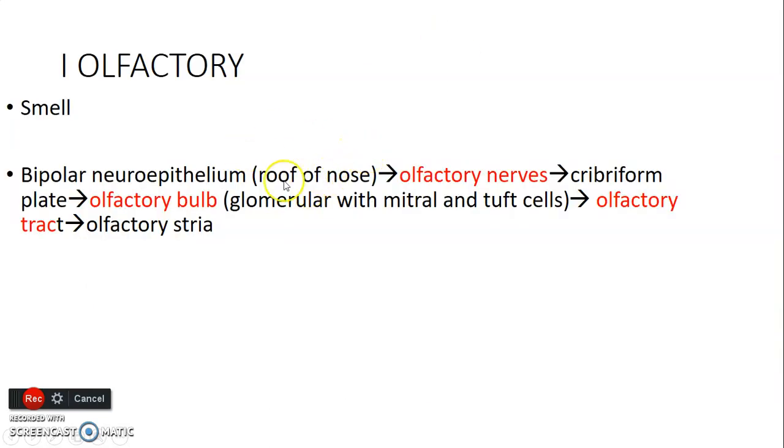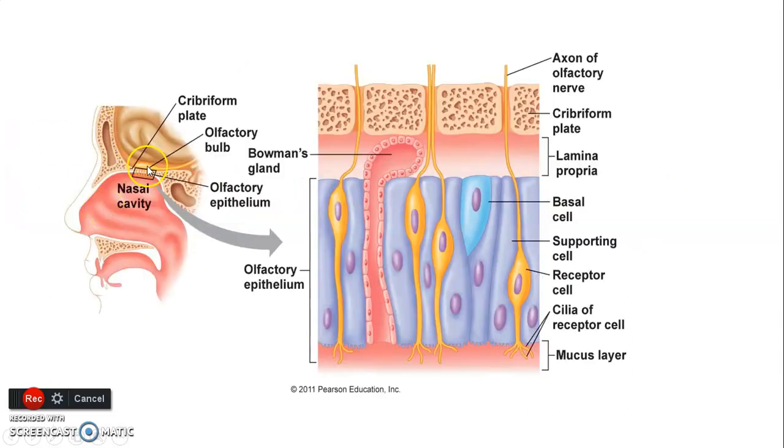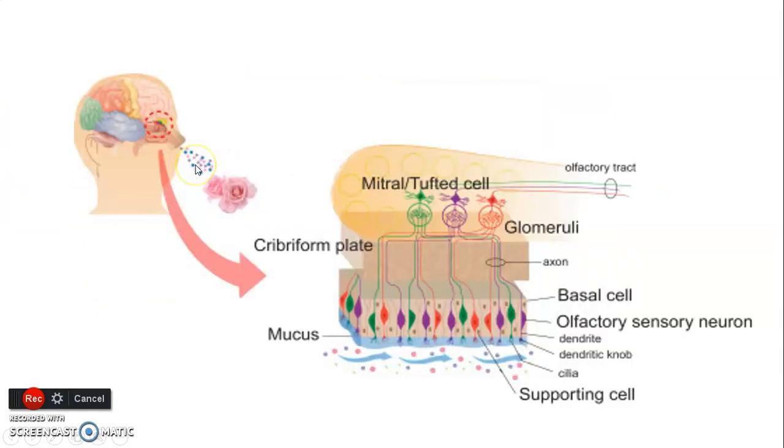So bipolar neuroepithelium at the roof of the nose form olfactory nerves, pierce the cribriform plate, get to the olfactory bulb, synapse at the glomeruli with the mitral and tuft cells, and from there you form the olfactory tract that later divides into 2 olfactory stria. So this is your bulb and this is your olfactory tract that will divide, okay? So again, your olfactory epithelium, these are your receptor cells, they form olfactory nerve, pierce the cribriform plate into the glomeruli, synapse with tuft and mitral cells. Then from there you form your olfactory tract.